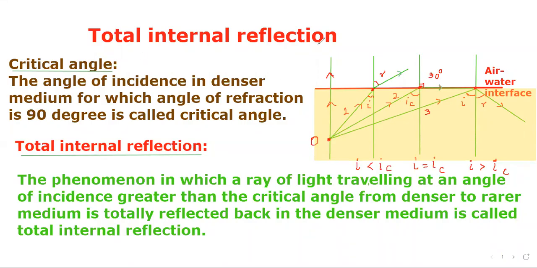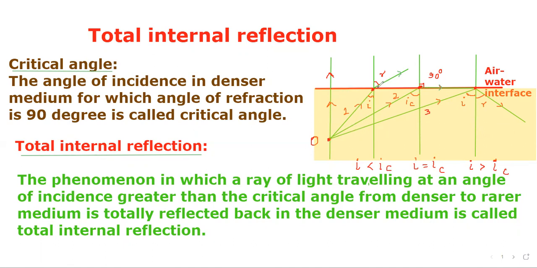Total internal reflection. Here, an air-water interface is shown. This is the denser medium, water, and here there is air. This is the light source. There are four rays. This ray is incident at 90 degrees, so there is no deviation. It means the angle of refraction and the angle of incidence are both 0 degrees.